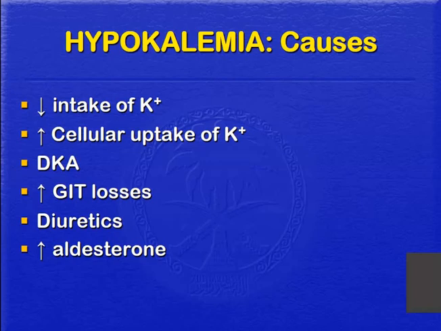On the other hand, hypokalemia is because of decreased intake of potassium. Sometimes you keep the patient NPO and give plain IV fluid without maintenance potassium chloride, or increased cellular uptake of potassium. Diabetic ketoacidosis is a common cause of hypokalemia. Somebody who's vomiting loses a lot of potassium. Diuretics could also increase the losses of potassium, or hormonal causes, because of increased aldosterone.